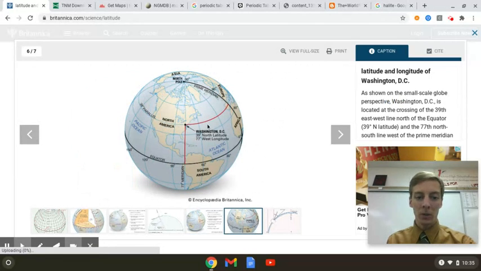Here you could see coordinates. You would measure north, because you would give the latitude first, and then you measure around longitude. That's it. All right.